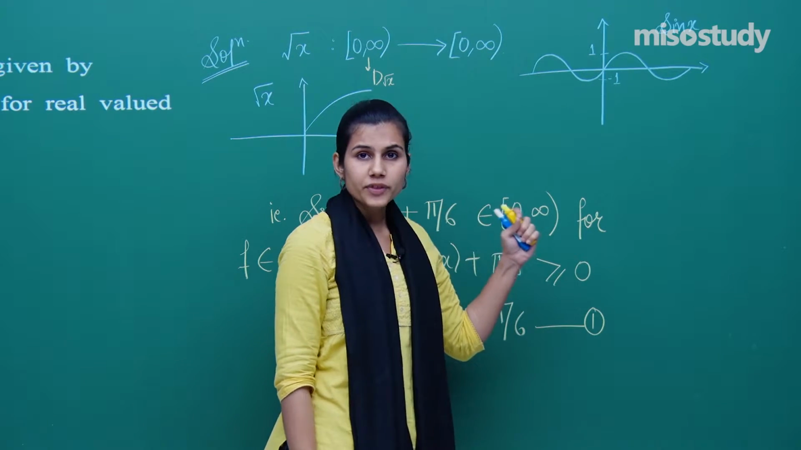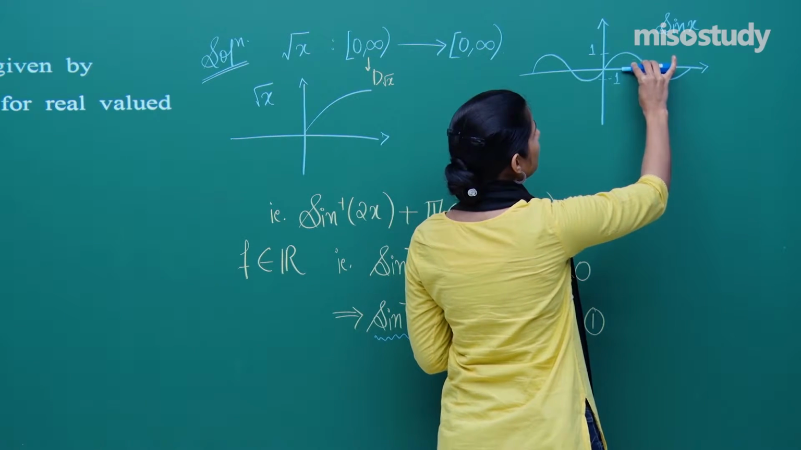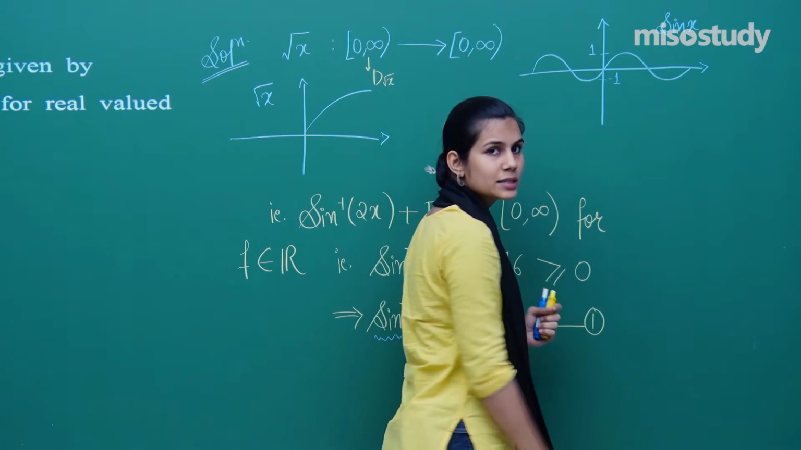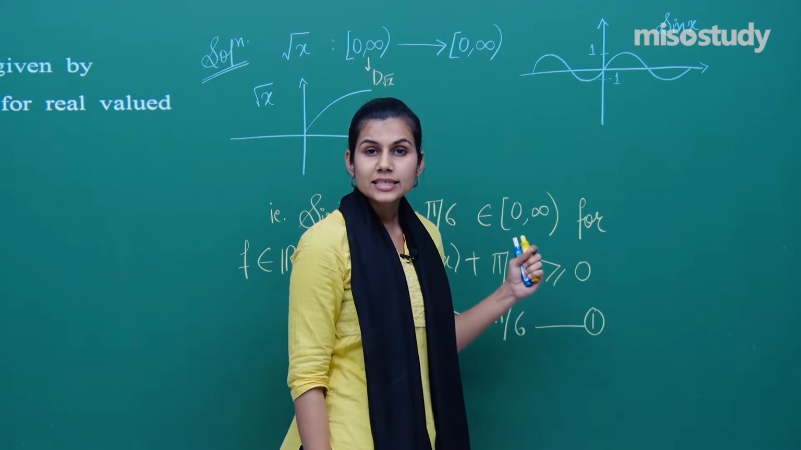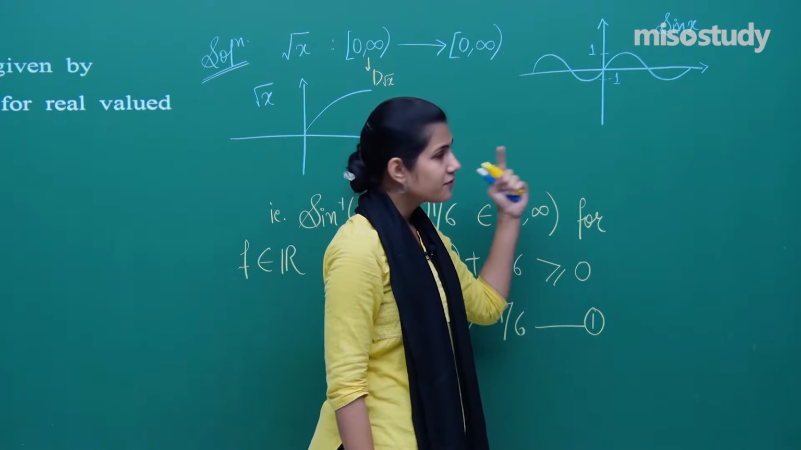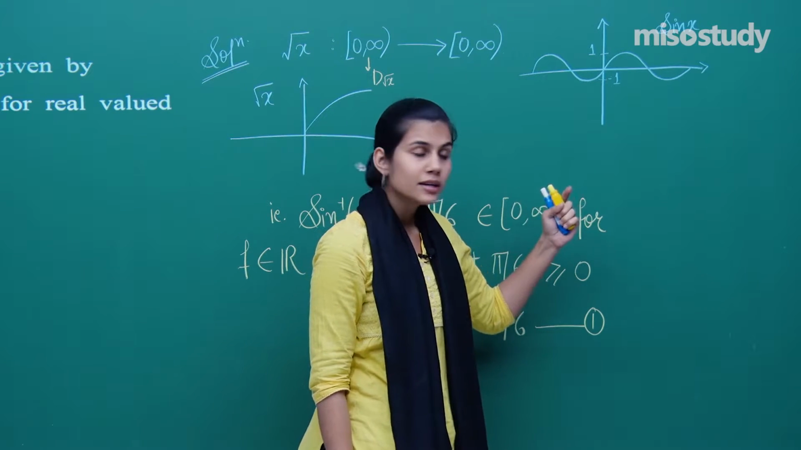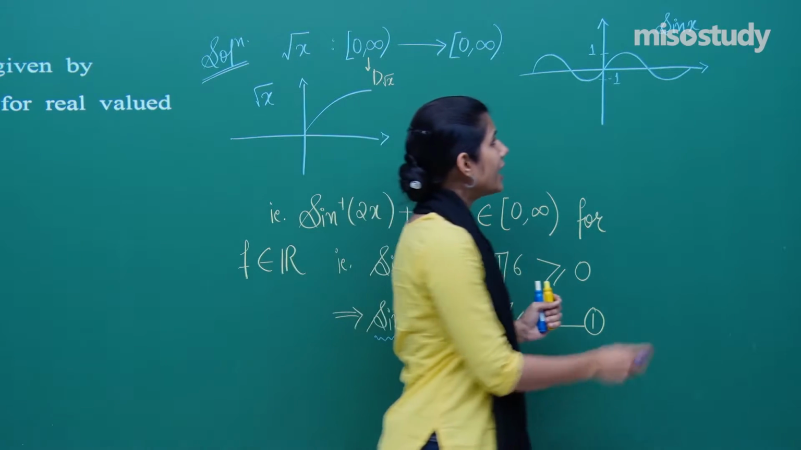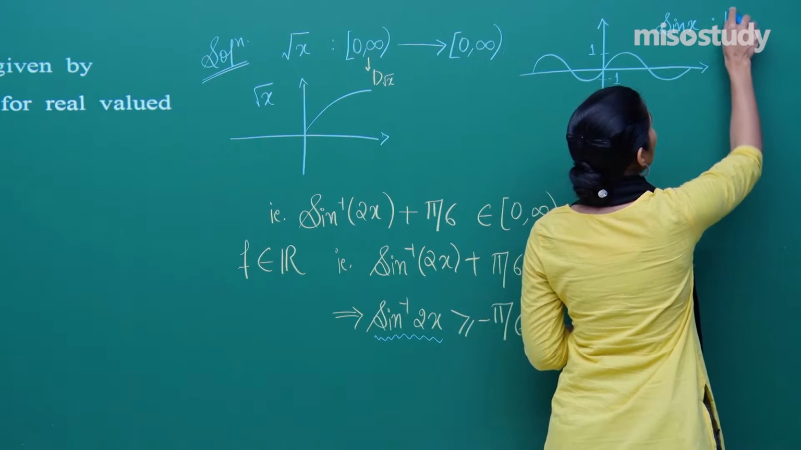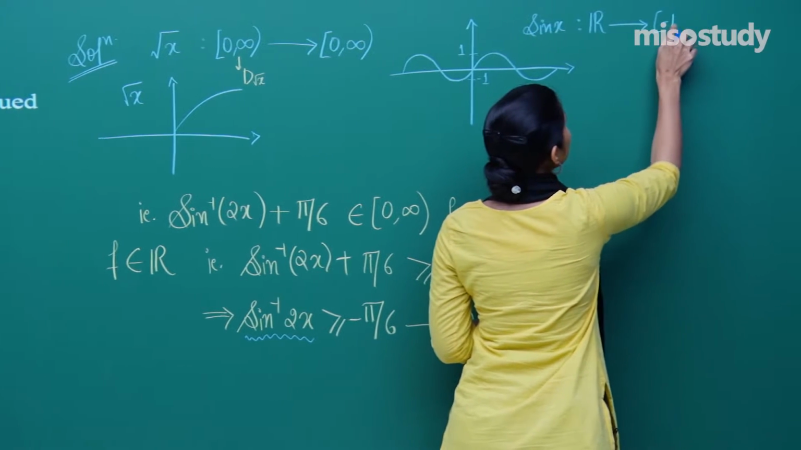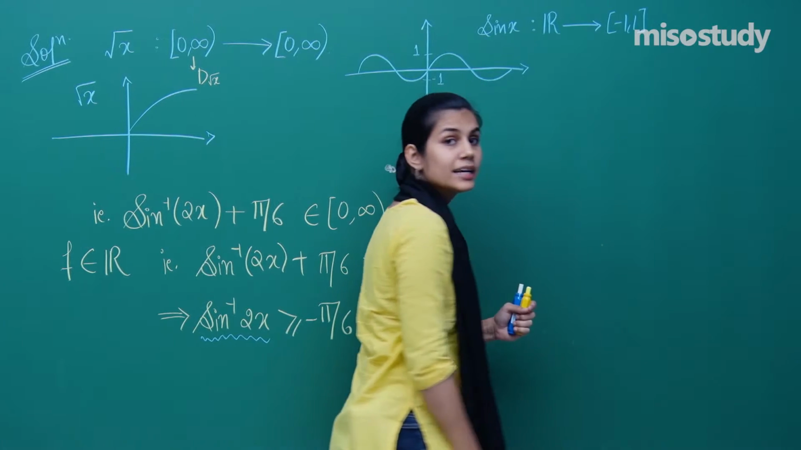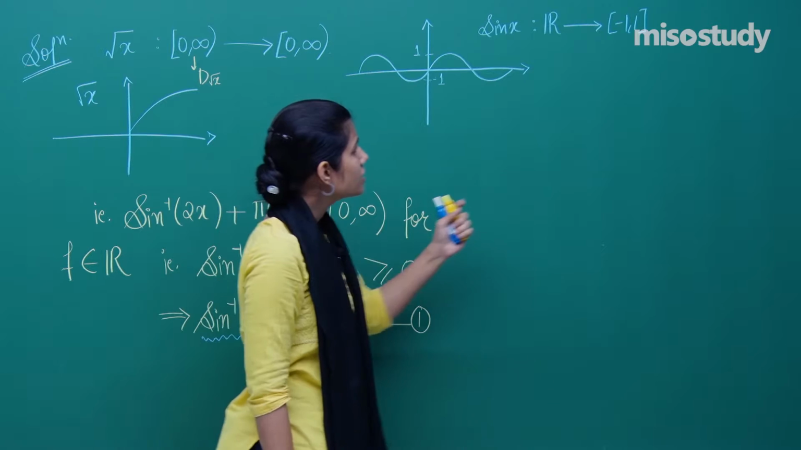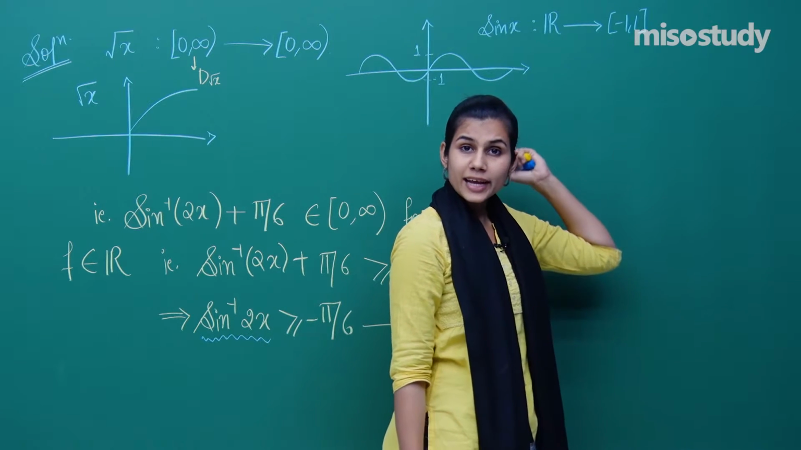Look at the height of the graph. The height of the graph above the x-axis is maximum 1, and below the x-axis the height is maximum 1. Below the x-axis the number it attains is minus 1, above the x-axis the number it attains is 1, and that is why the range of the sine function is minus 1, 1. So I can say that sine x from R to minus 1, 1, which is the range of the sine function, is an onto function, because over here the codomain is equal to the range.